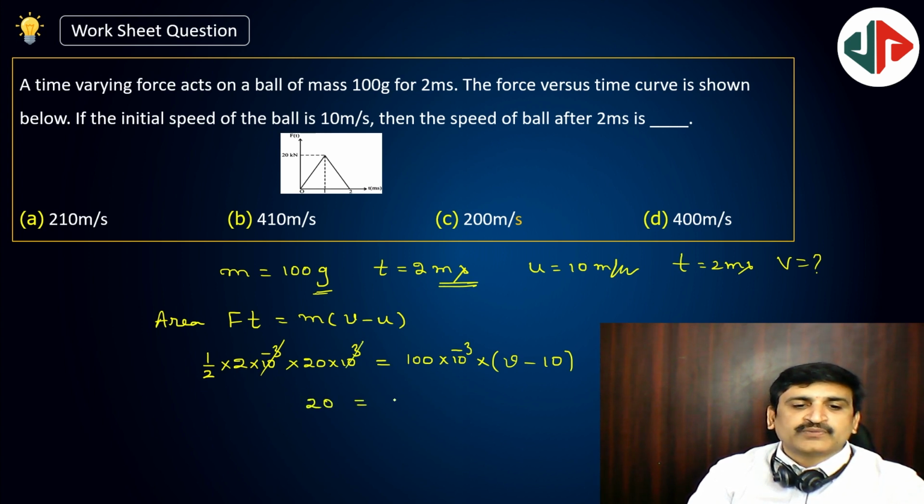That is equal to 100 into 10 power minus 3, into v minus 10. This 10 power minus 3 I kept like that only, and v minus 10 I wrote the same. This is 0.1, or 1 by 10, which will go to this side. So 200 it will be. 200 plus 10 is equal to v. So v is equal to 210 meter per second.